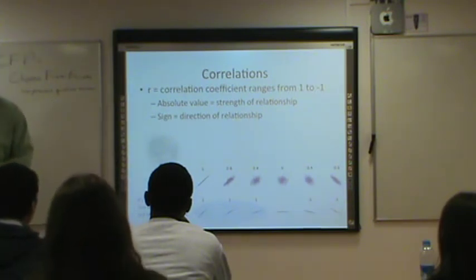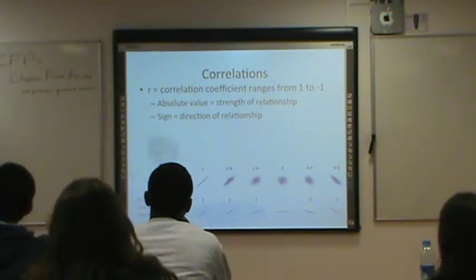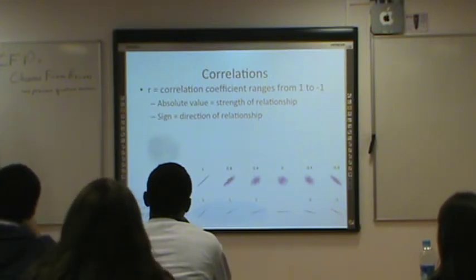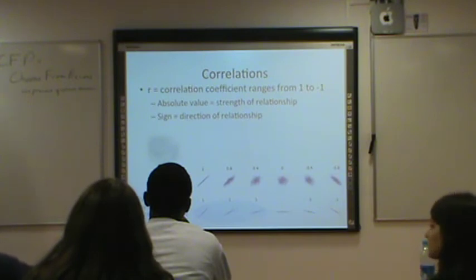Yes? Okay, 0.8, you said it's weak. Well, it's weaker than 1. 0.8 is still a very strong correlation. Okay, now we have 0.5. How do we know if it's close to 0 or actually close to 1?